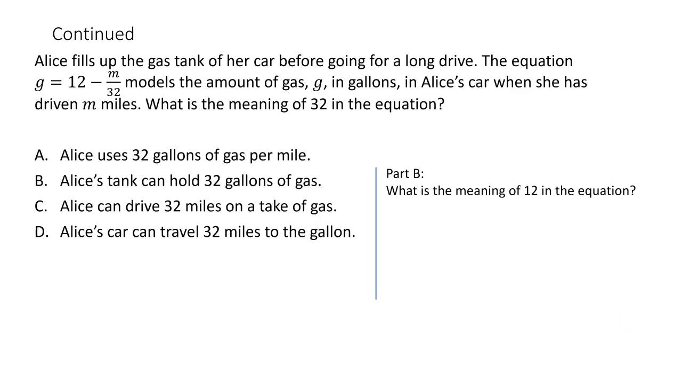Alice fills up the gas tank of her car before going on a long drive. We have the equation G equals 12 minus M over 32. That models the amount of gas, G in gallons, in Alice's car, which she has driven M miles. What is the meaning of 32 in this equation? So is that part of my slope or is that part of my constant? It's part of my slope, right? Because my coefficient is 1 over 32. That's part of my slope. So that's a rate of change.